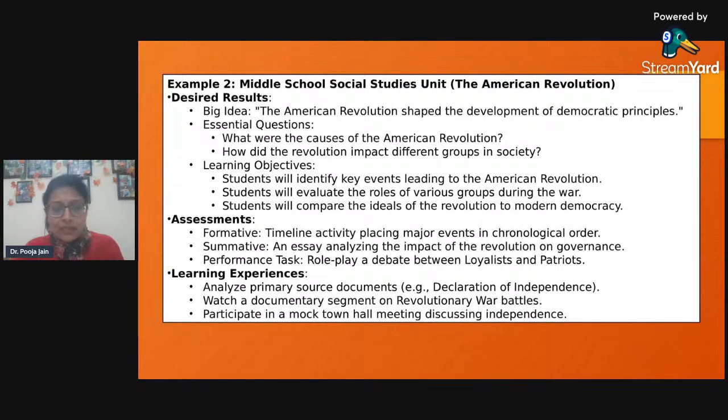Let's look at another example. So we're talking about middle school social studies, the American Revolution, right? I remember having studied the French Revolution, the American Revolution, the Civil War, and the World War, and this war and that war, a lot of things. Remember studying, right?